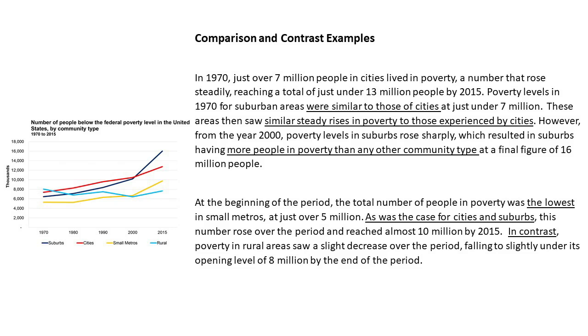Now, in this next sentence: Poverty levels in 1970 for suburban areas were similar to those of cities. Why did I say were similar to those of cities? Because I'm trying to show comparison.